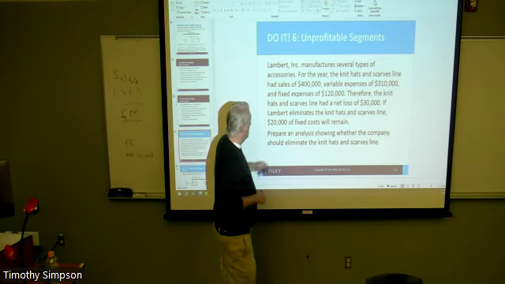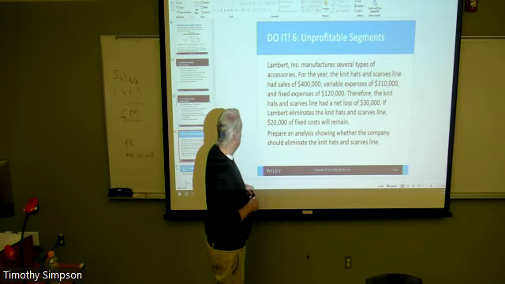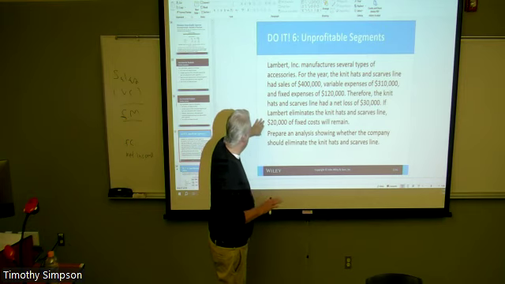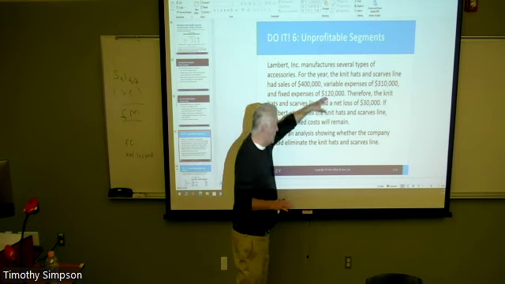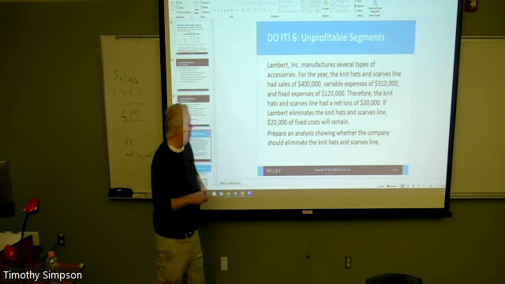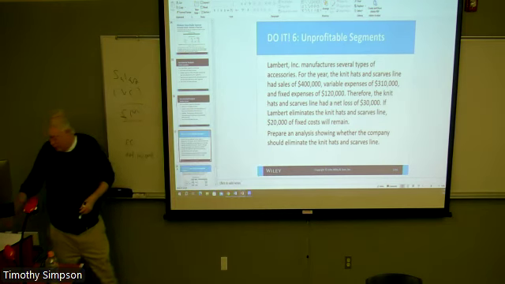So if the company eliminates this line of hats and scarves, we're going to save 20,000, or only 20,000 of fixed costs will remain. So we're going to save, in other words, 100,000. So let's look at an analysis as to whether or not we should do it or not do it.